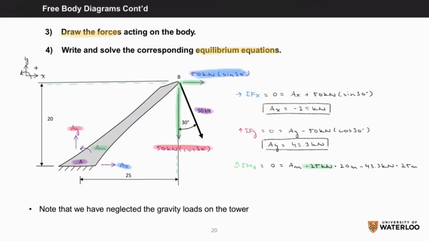We subtract 25 kilonewtons because it will act in the negative clockwise direction, and same with the 43.3 kilonewtons because it will also act in the negative clockwise direction. Am will then equal 1,582.5 kilonewton meters. Notice that we have neglected the gravity loads on the tower.